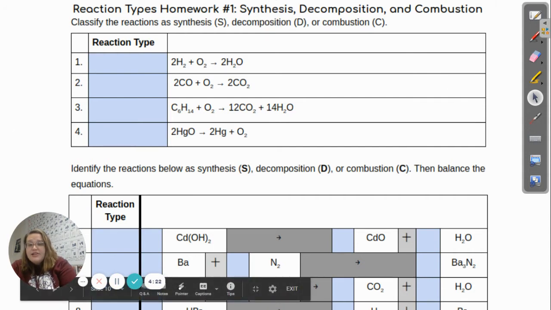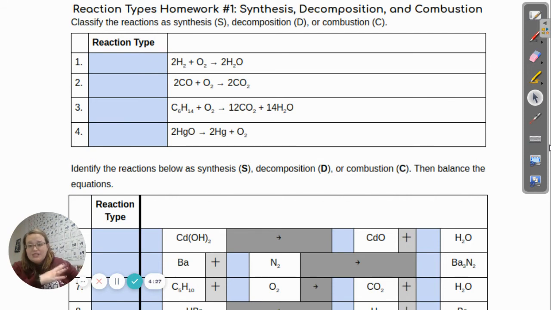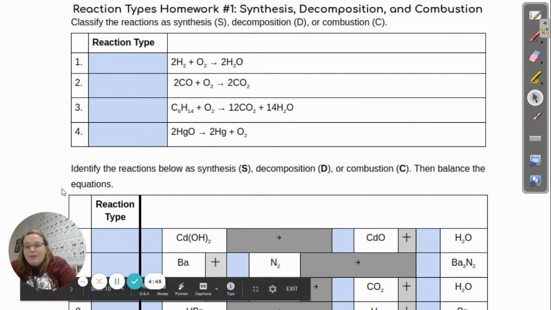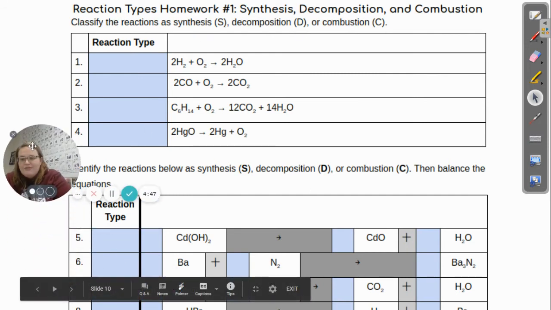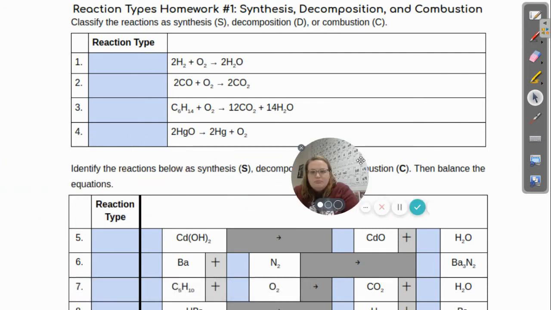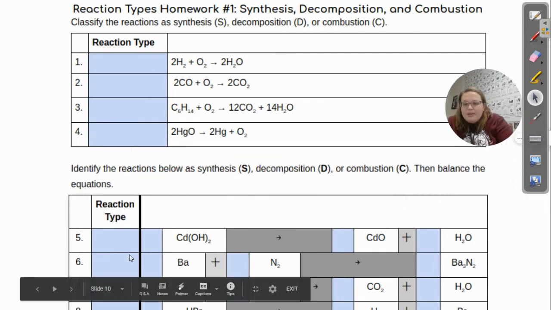All right, let's talk about your assignments. This is going to be 3 assignments for this week and 1 assignment for next week, unless you're watching this next week. And then it was 3 assignments for last week and 1 assignment for this week. The first type is reaction types 1. On reaction type 1, you're going to look at synthesis, decomposition, and combustion. The top part, tell me, is it synthesis, decomposition, or combustion? Is it S, D, or C? On the bottom part, tell me what type of reaction it is and then balance it.